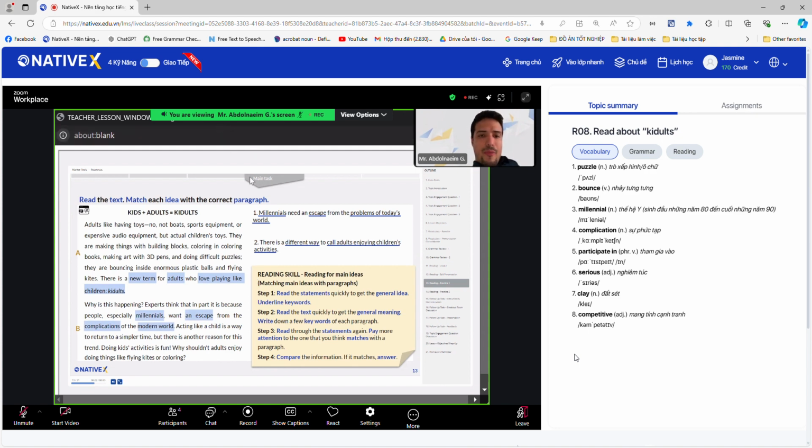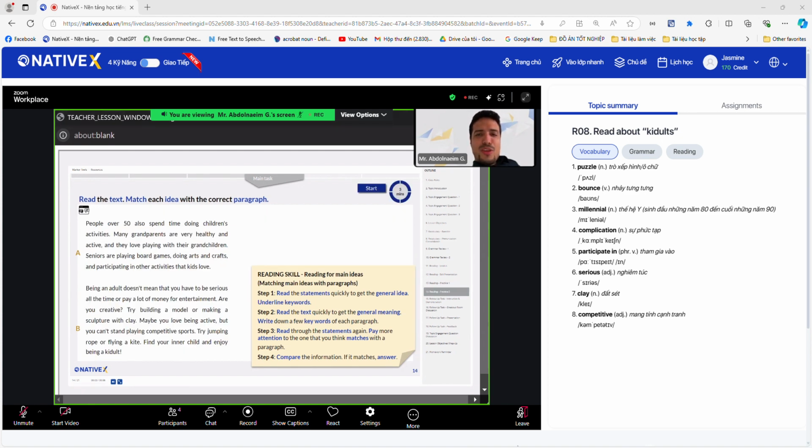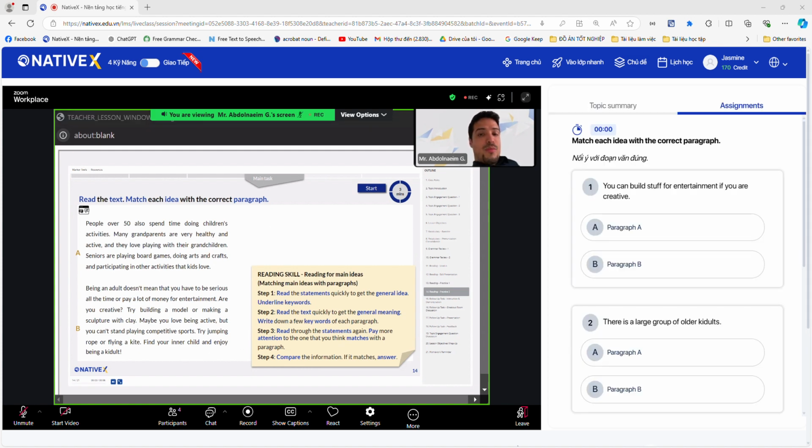So that's why you say number one is paragraph B, which is correct. And in paragraph two, you see new term, adults love playing like children. So number two is talking about paragraph number two, paragraph A. Now let's continue reading this article. I think this is an interesting article. Now in the next part, you will have 3 minutes to read number 1, 2, 3, and 4 and match them with the correct paragraph.